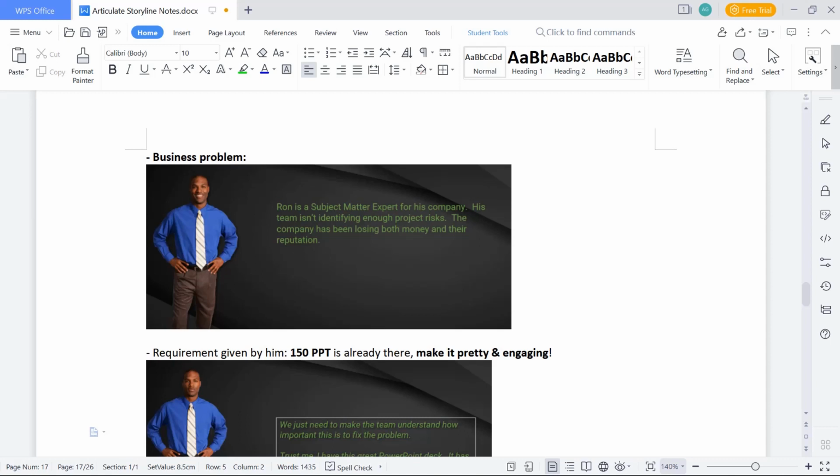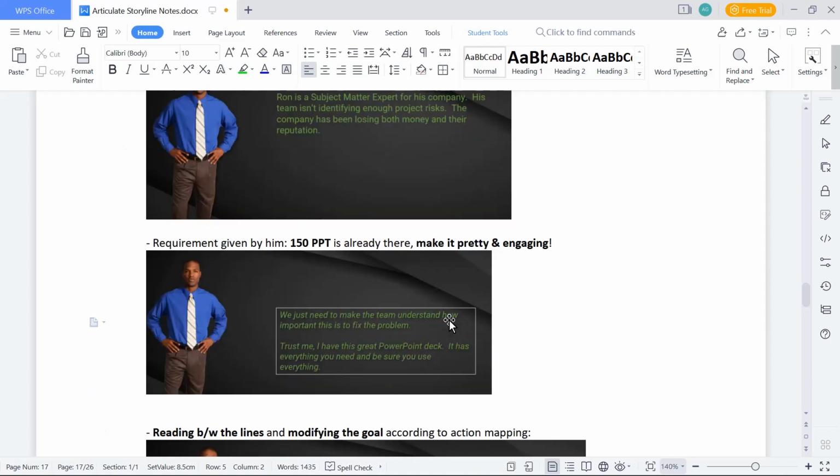So the business problem which generally comes up to us is somewhat of this context. Ron is a subject matter expert for his company and his team isn't able to identify enough project risks. Now the company has been losing both money and their reputation.